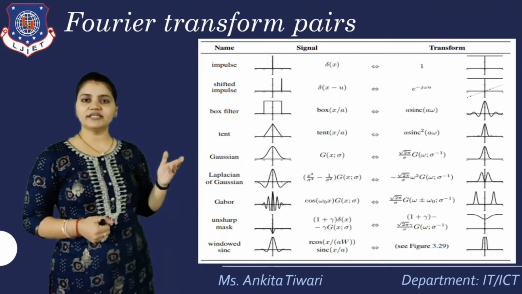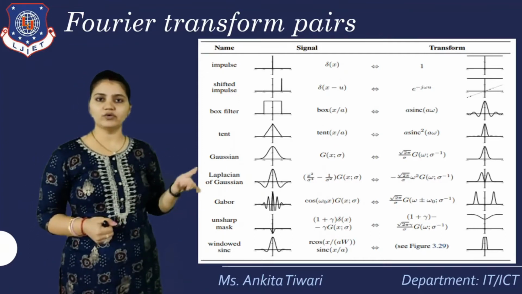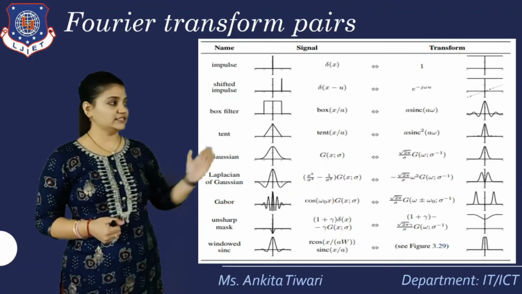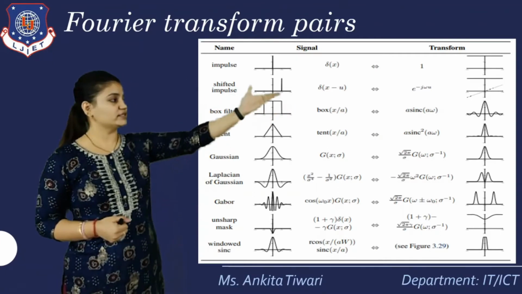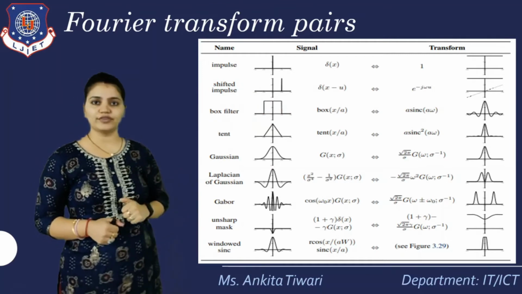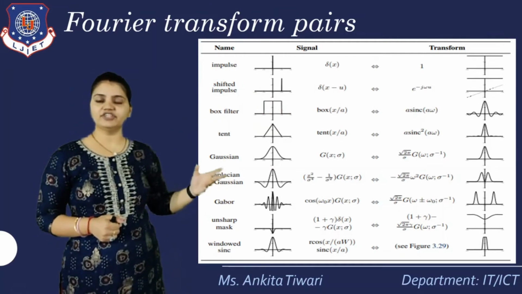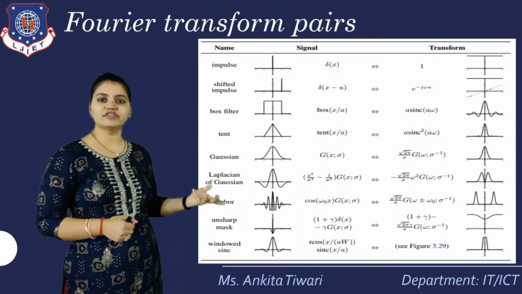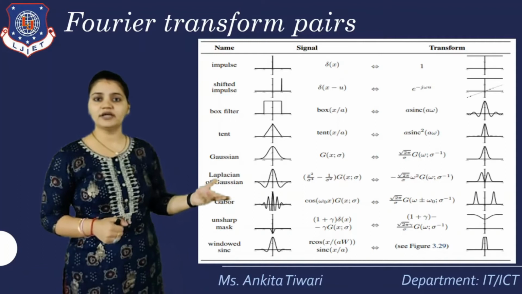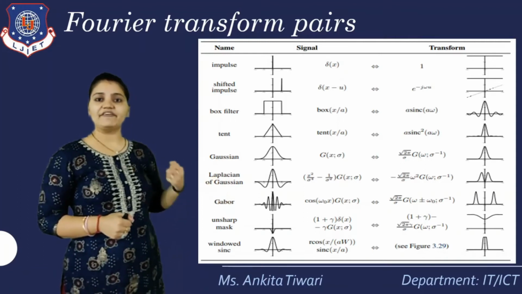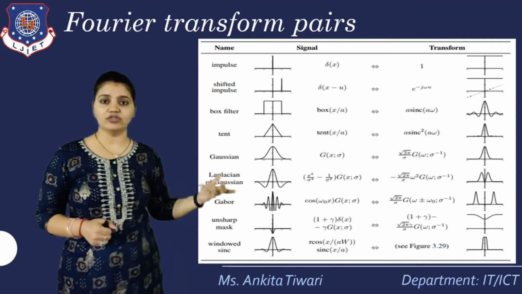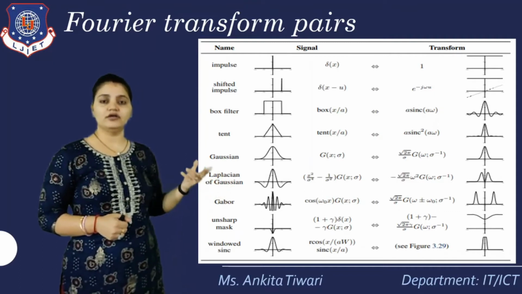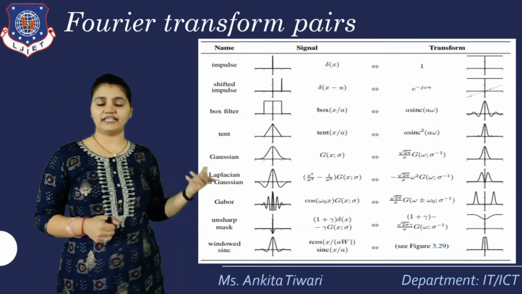That is box of x by a, whose transform is a sinc of a w. See, the graph is also shown, meaning the transformation in the form of signals is also shown there. Then we have the tent function, then the Gaussian function G, then the Laplacian of Gaussian function, which is defined with the Laplacian function, that is G of x, tau. Then we have the Gabor function where cosine was used, that is cos w0 x, and G, the Gaussian function, G of x comma tau.